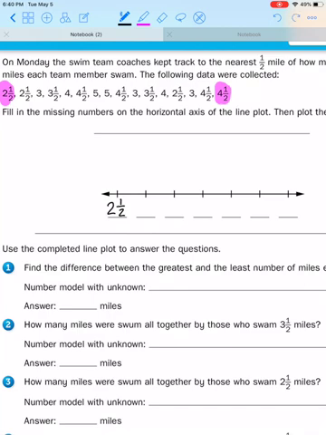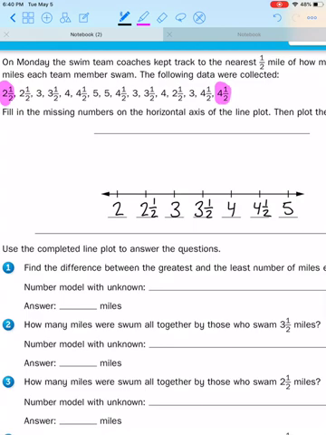So 2 1/2 plus 1/2 would be 3, plus 1/2 would be 3 1/2, plus 1/2 would be 4, plus 1/2 would be, oh, I'm sorry. I want to start off with 2, and then 2 1/2, and then 3 1/2. Let me rewrite that one. Plus another 1/2 would be 4, plus another 1/2 would be 4 1/2, and plus another 1/2 would be 5.